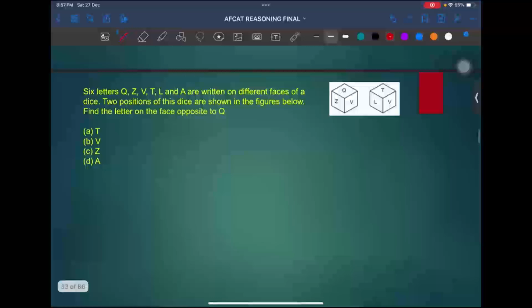Try to solve this question. You just need to find a single common number and try to get it answered. Here they have given letters Q, Z, V, T, L, A. So you need to find the position opposite to Q. What will be the opposite letter of Q? Find the single common value and try to move it in a clockwise manner.